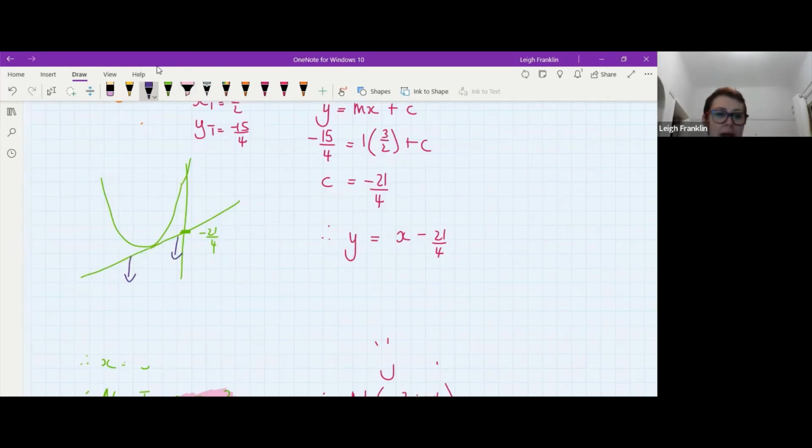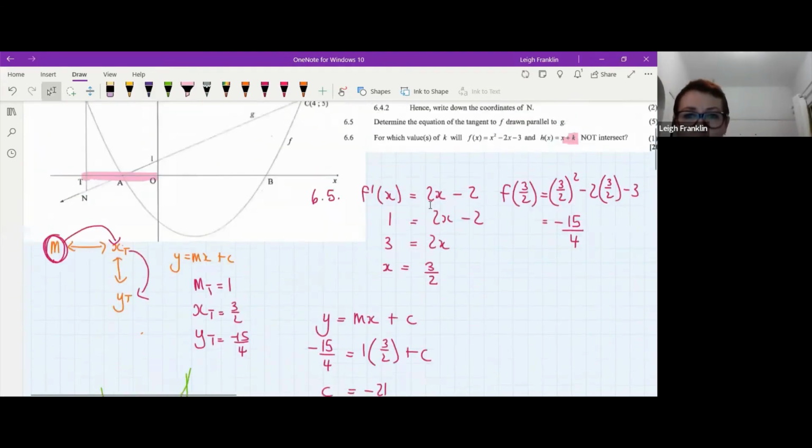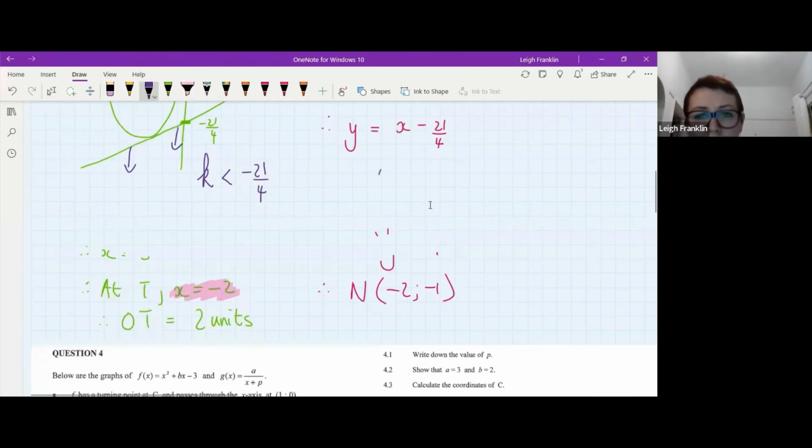What we've done with the straight line is that we have pulled it down. If we pull it down like that, so if K is a value that is smaller, because obviously we go smaller when we go down on Y, if K is smaller than minus 21 over 4, then that straight line will no longer touch the parabola. So that's our answer for 6.6: K is smaller than negative 21 over 4. Does that make sense to everybody?